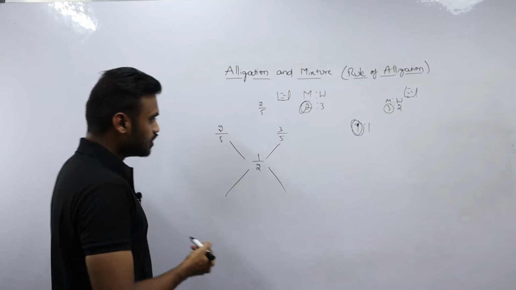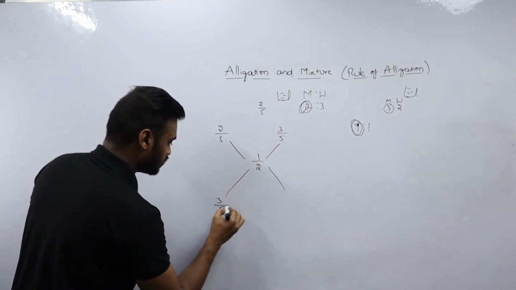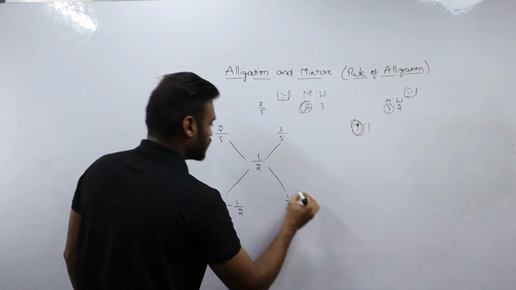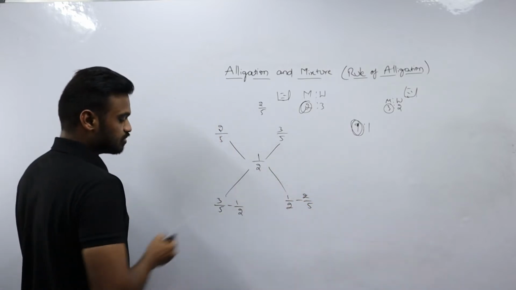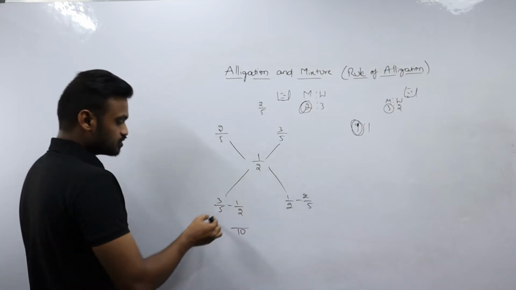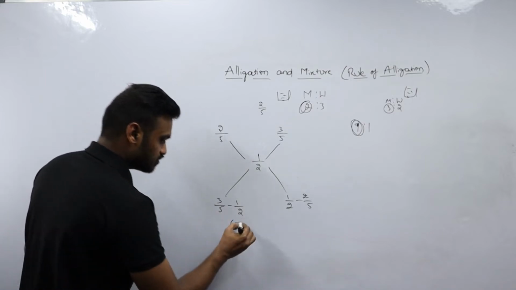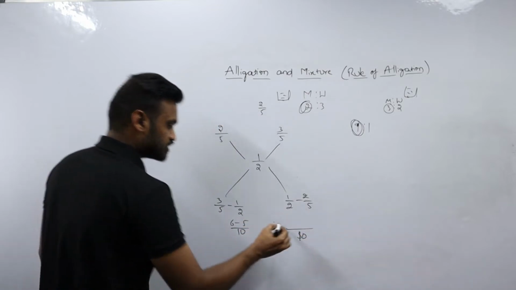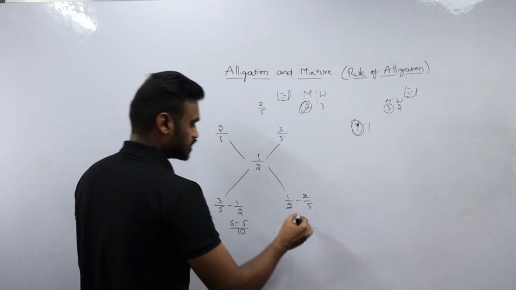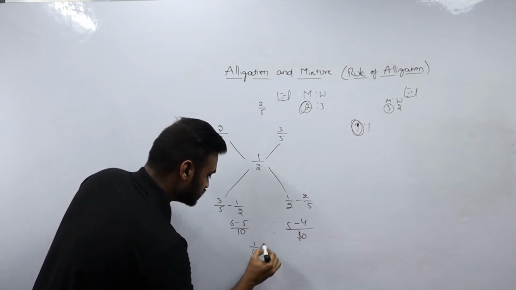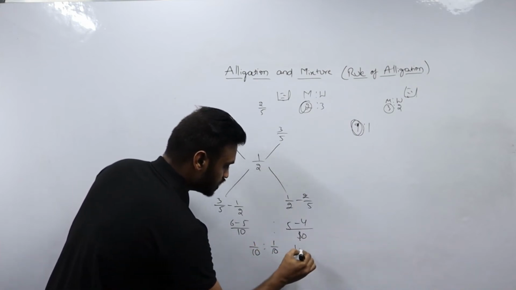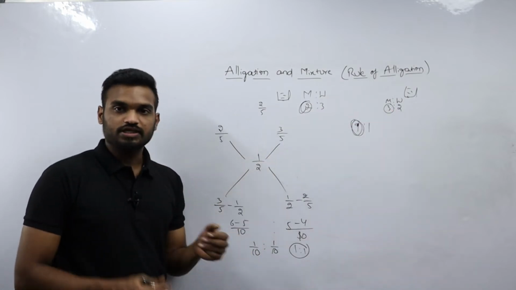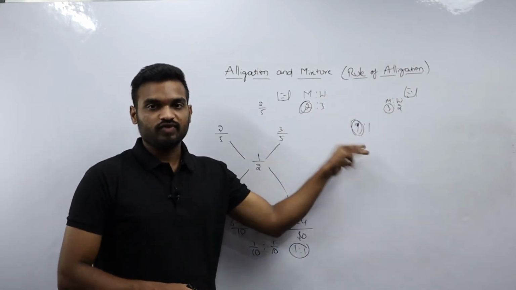Now see here, 3/5 minus 1/2 and 1/2 minus 2/5. The LCM of 5 and 2 is 10. So 3/5 is 6/10, minus 5/10, that is 1/10, and 5/10 minus 4/10 is also 1/10. So 1/10 is to 1/10, and the ratio is 1:1. So these two quantities need to be mixed in the ratio 1:1.